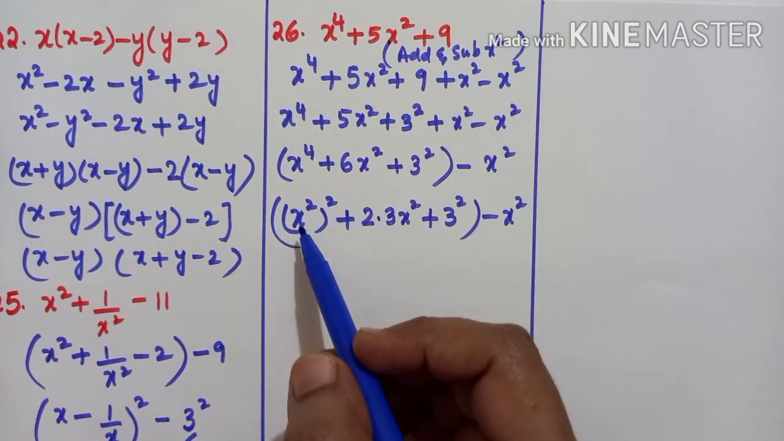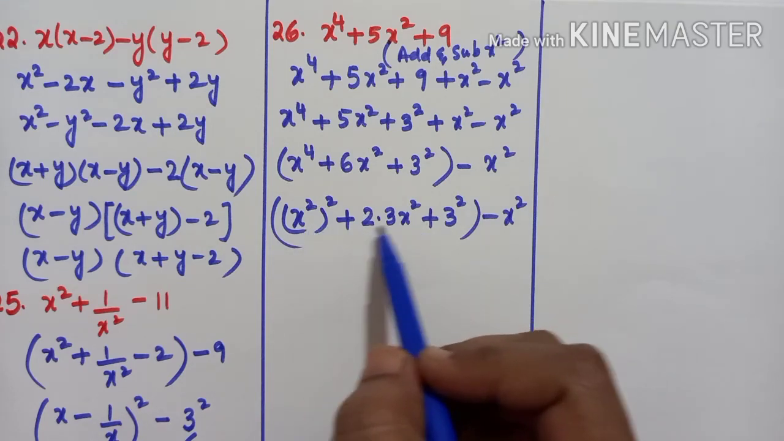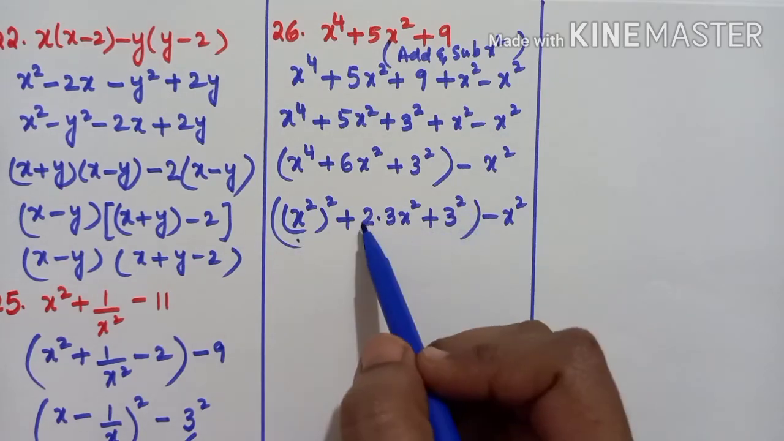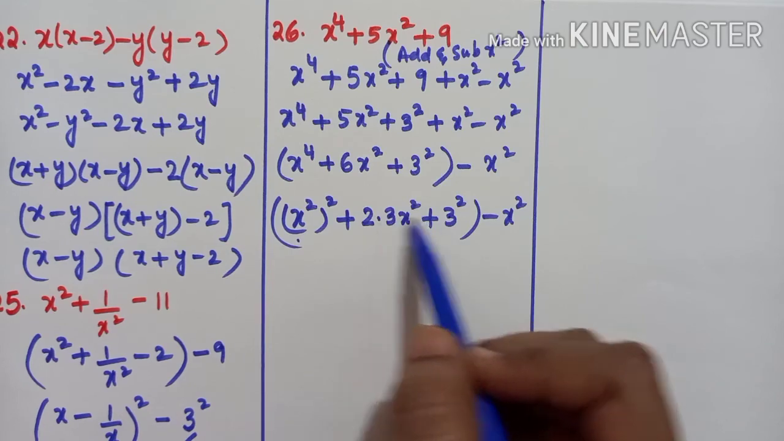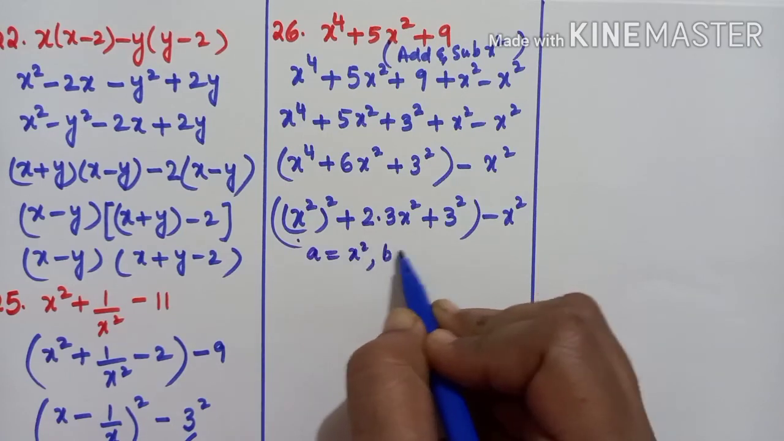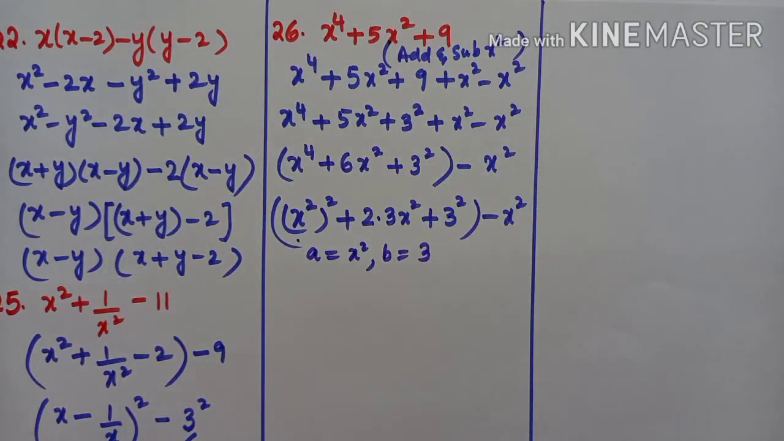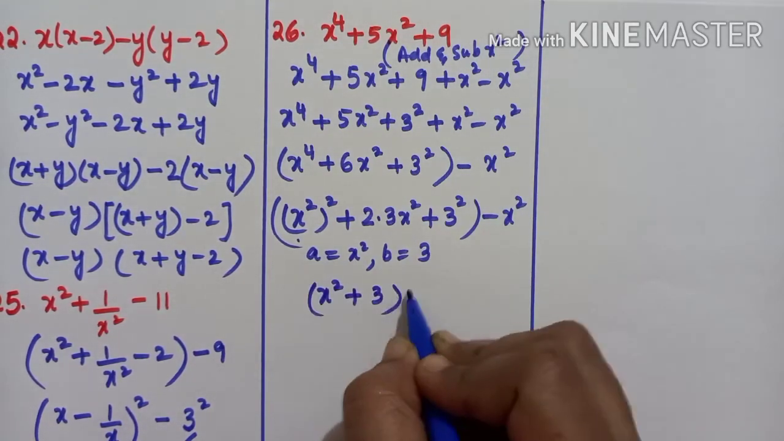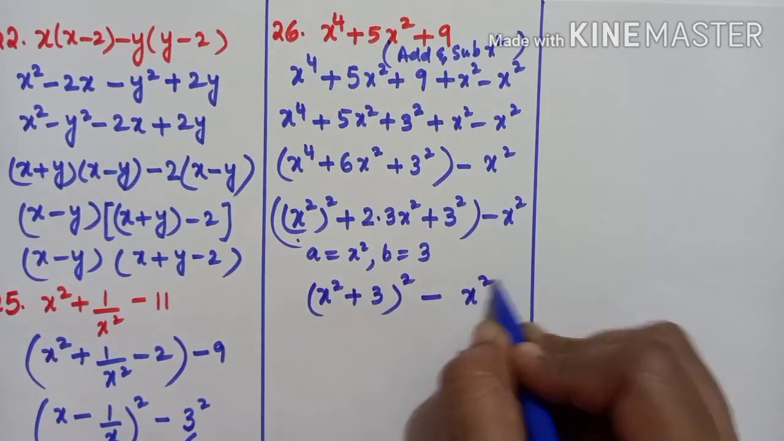So what can you do over here? This is a square plus b square, actually this is a, this is b, plus 2 into this x square, and this is b. Here a is nothing but x square and b is nothing but 3. Now in place of a you substitute x square, and in place of b if you substitute 3, a plus b whole square formula means which formula you will get? X square plus 3 whole square. So let us write x square plus 3 whole square. Then minus x square will be as it is.